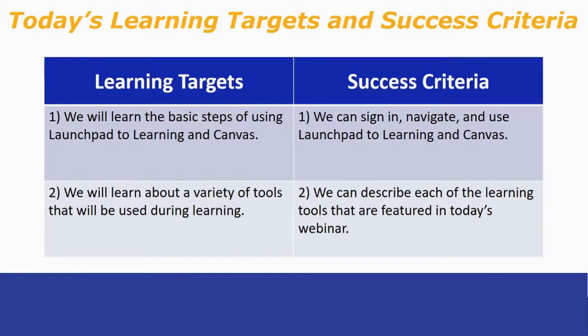Our success criteria for today are: we can sign in, navigate, and use Launchpad to Learning and Canvas. Also, we can describe each of the learning tools that are featured in today's webinar. As we work through today's lesson, we will come back to these learning targets and success criteria to make sure we are accomplishing our goals for today.